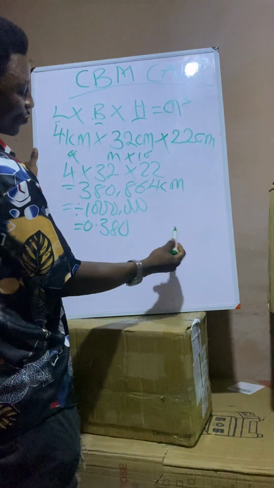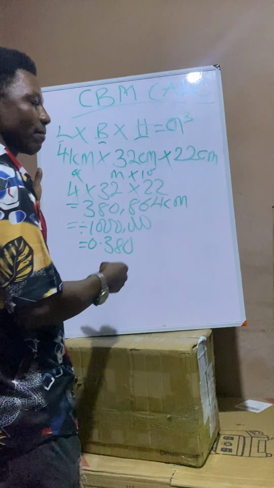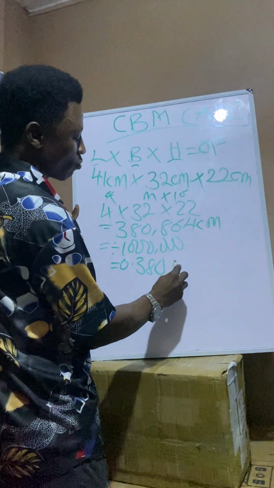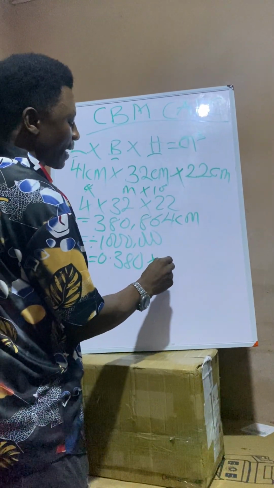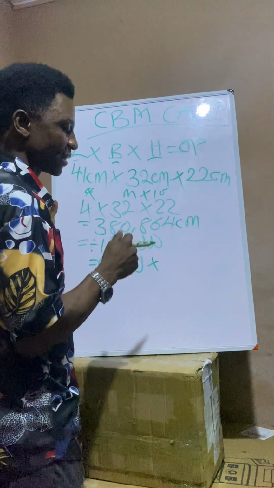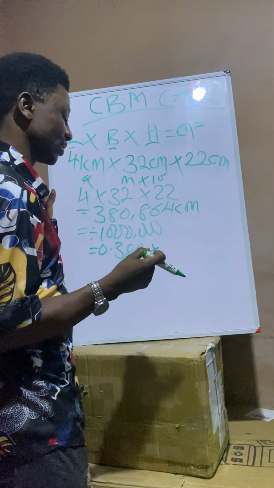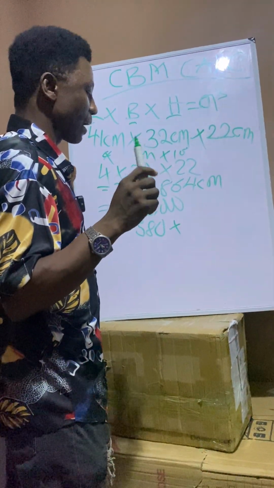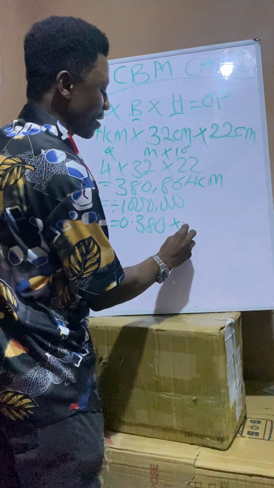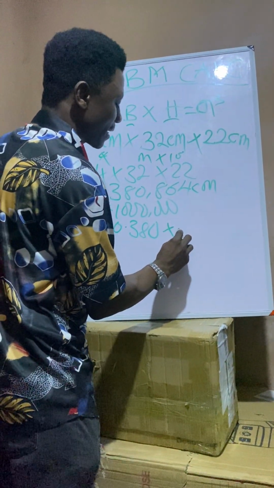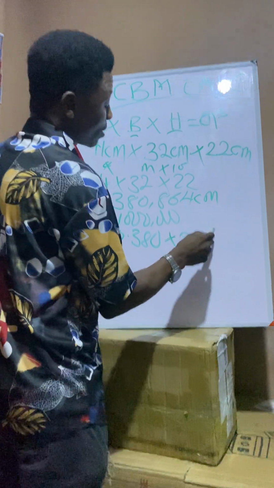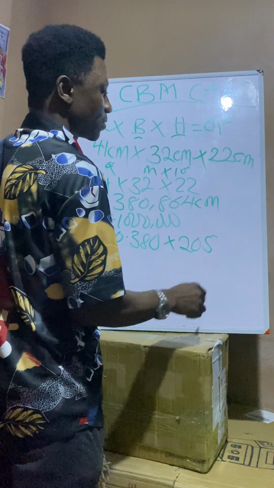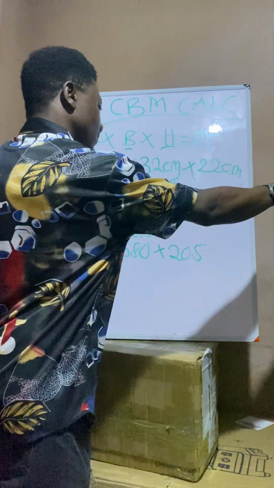Now we come to calculate the dollar. How do we know how much dollar I am going to pay, how many cedis, how many naira? You multiply the CBM by the dollar rate, or the CBM rate, that your shipping agent is charging you. Mine is charging me $205 per 1 CBM. So I multiply by 205.